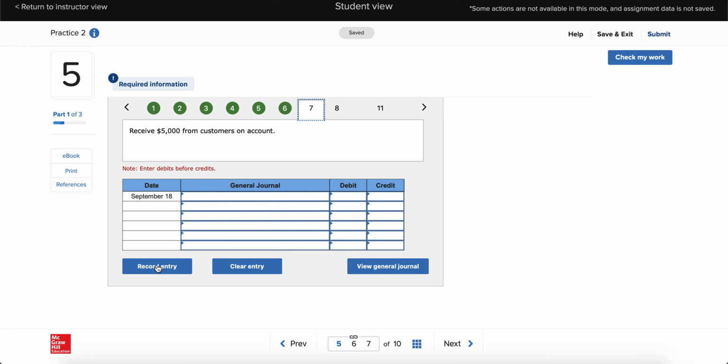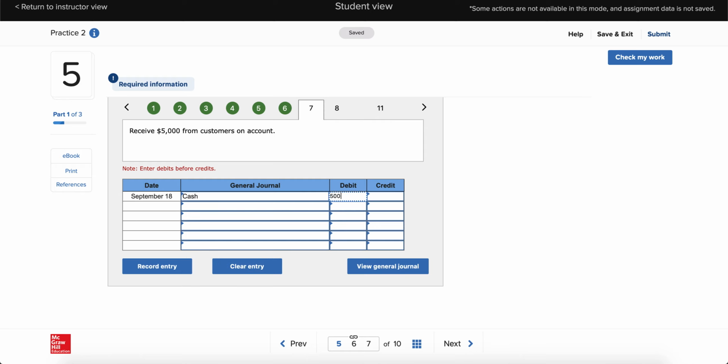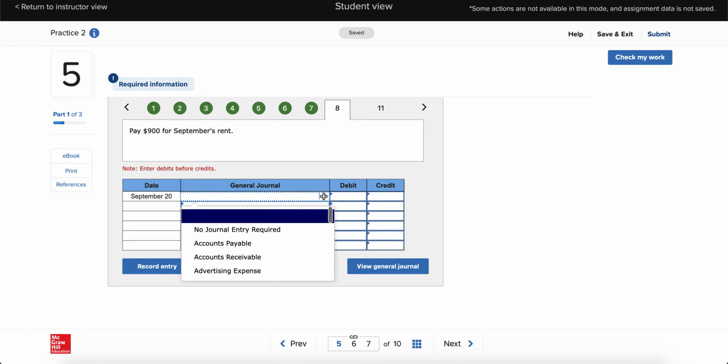Number 7, we receive $5,000 from customers on account. So I'm increasing my cash by $5,000, and I am decreasing my accounts receivable, the amount of money that I show customers owe me. They owe me $5,000 less, so I reduce that by $5,000. Number 8, I pay decreased cash for September's rent expense.